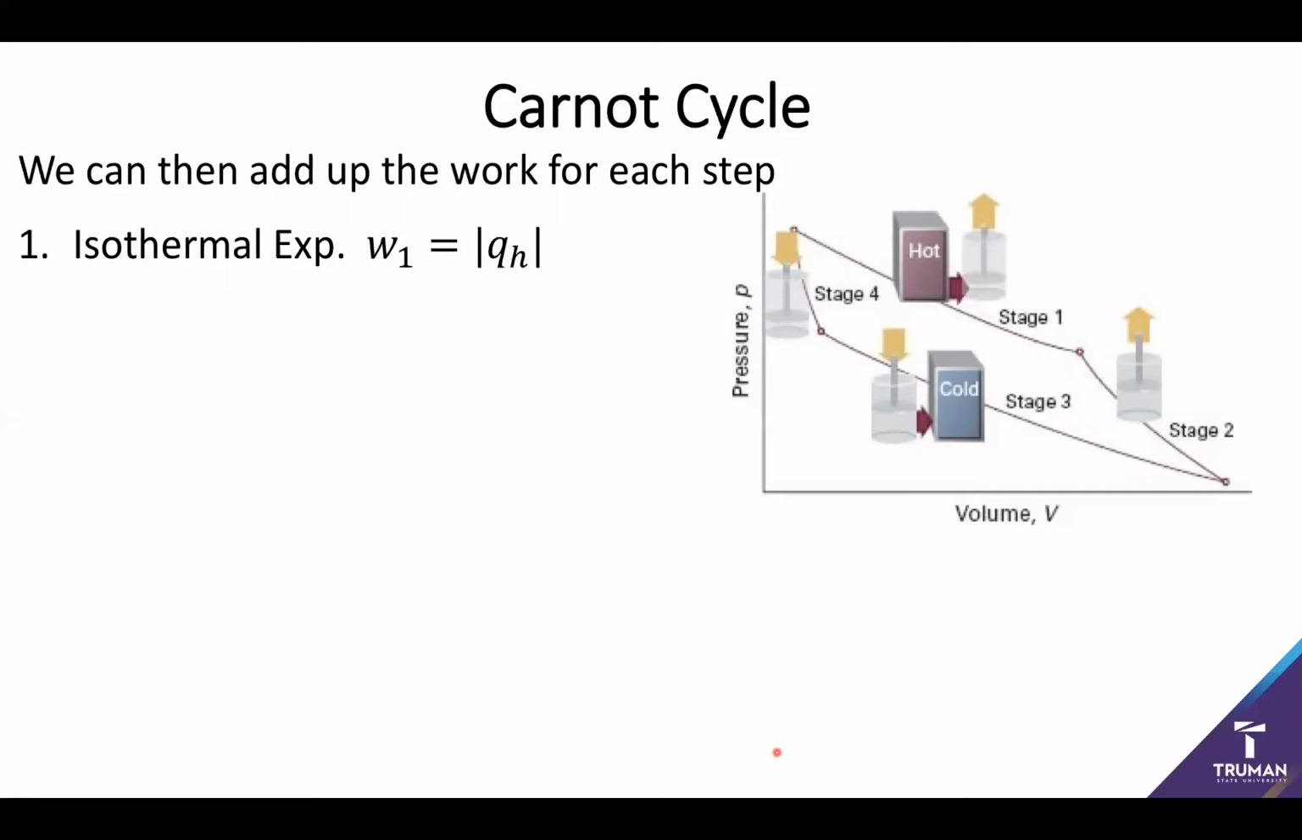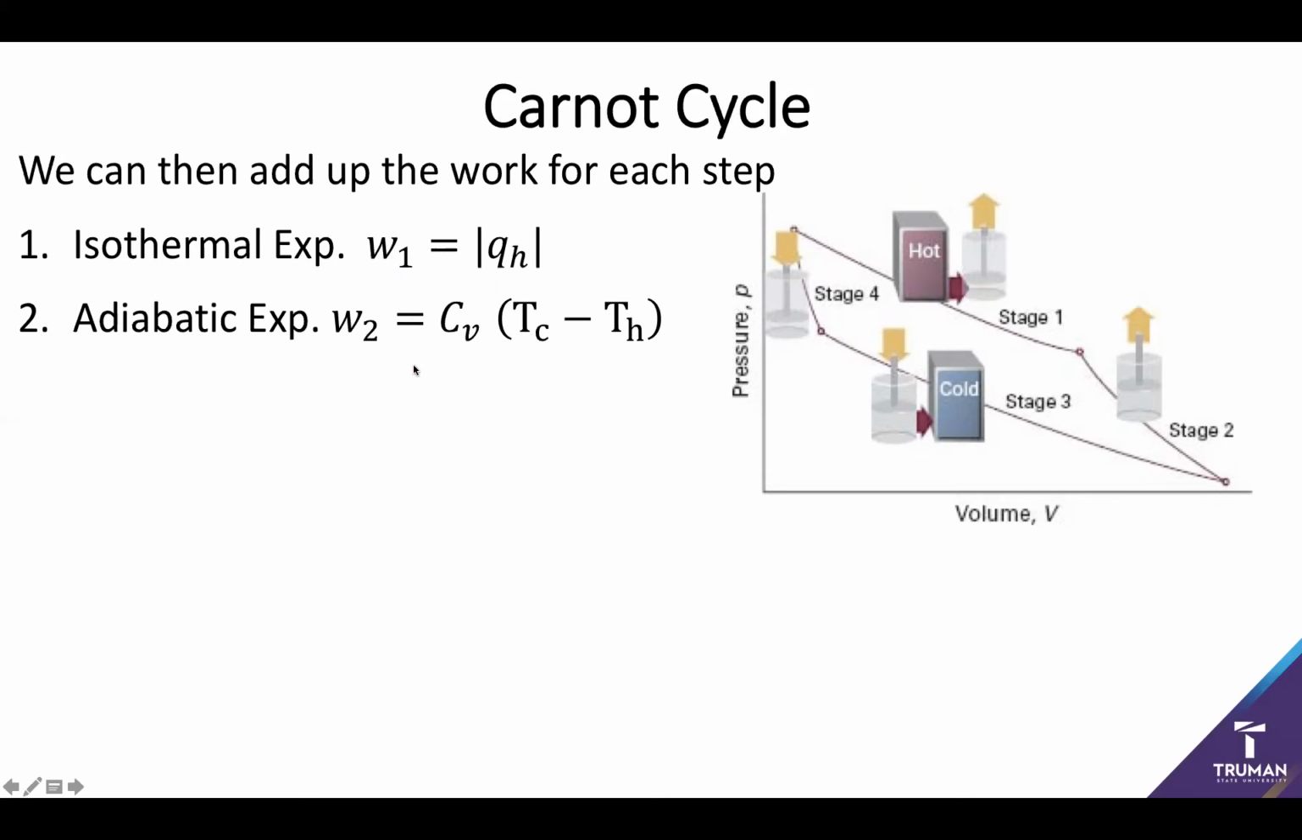So let's go ahead and look at this idea a little bit more in detail by looking at the amount of work accomplished at each step of this cycle. So again, for my isothermal expansion, the work being accomplished by the system is going to be the same as the absolute value of the heat entering the system. It is worth noting that this heat value will be negative, but our work being accomplished in this expansion step is going to be positive.